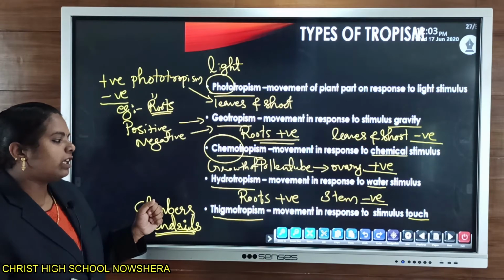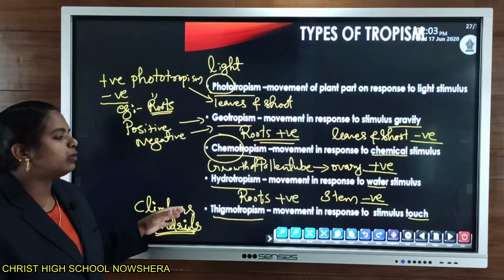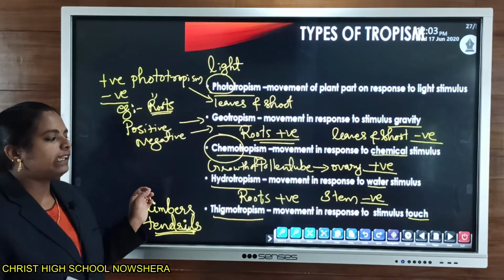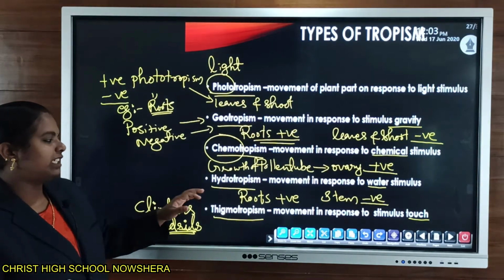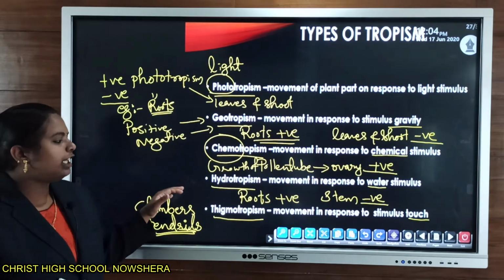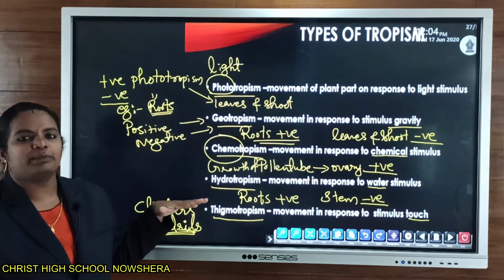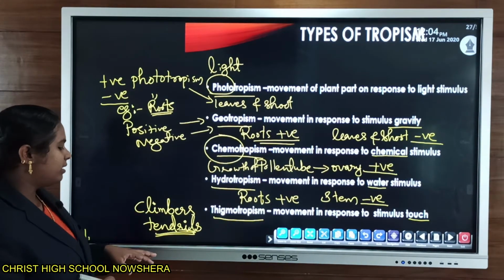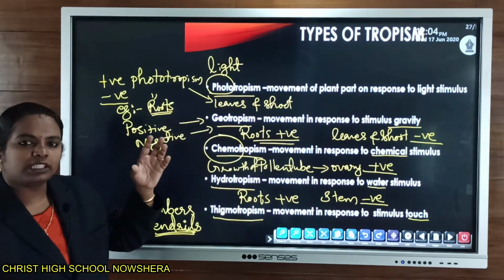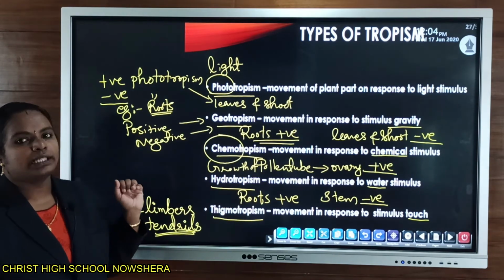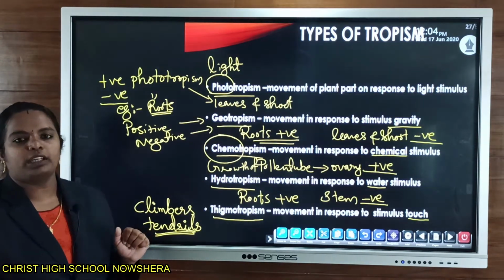Then hydrotropism. Roots are positively hydrotropic in nature. That means roots always move towards the source of water. On the other hand, the stem or the shoot system moves away from the source of water. So they are negatively hydrotropic in nature. Then thigmotropic movement, that means the response or movement that is due to the stimulus touch. Especially in case of climbers, which cause tendrils, the movement or growth of tendrils around the support is due to stimulus touch. So this is an example of positive thigmotropic movement.